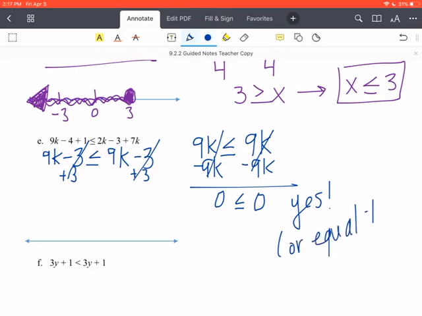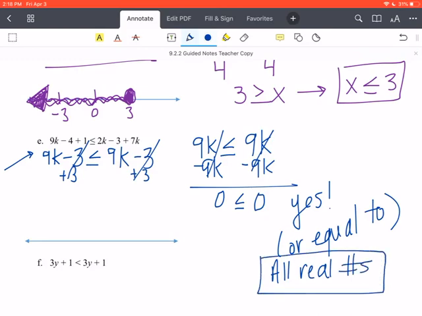So this is a special case. What numbers are going to make the inequality true? All real numbers will make the inequality true. So x can be any real number. So I'm going to go ahead and shade the entire number line and shade both arrows. It makes sense when you look at 9k minus 3 is less than or equal to 9k minus 3.